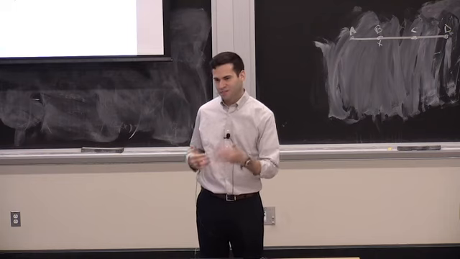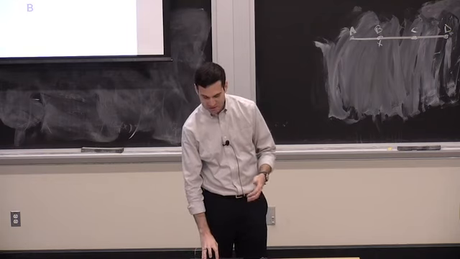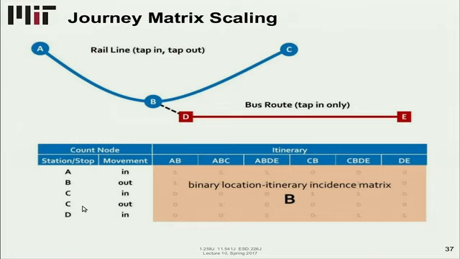Does that make sense? Because you have essentially a list of count nodes, and that list is not necessarily a complete list of places that people go through. And then you have the list of itineraries that you see, and you want to associate those.